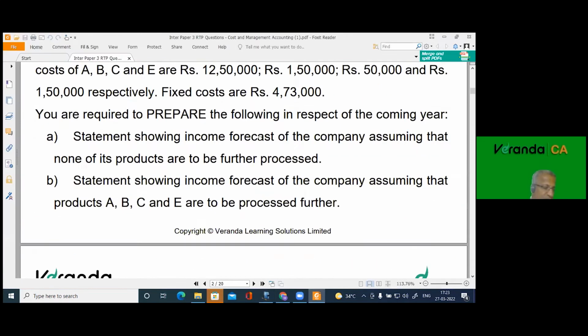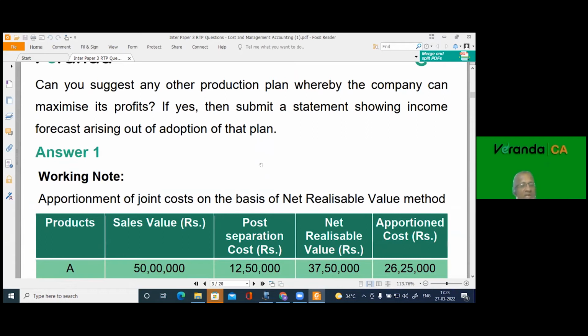So what was the question that they asked? Can you suggest any other production plan whereby the company can maximize its profits? Yes, 30,000 rupees you can improve the profit. If yes, then submit a statement showing income forecast arising out of the adoption of the plan.